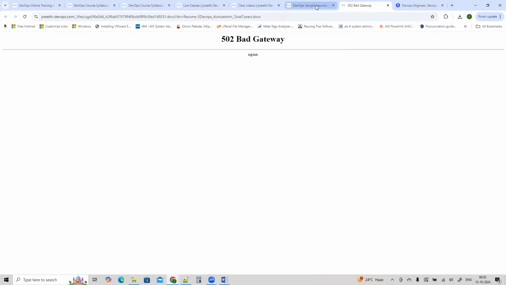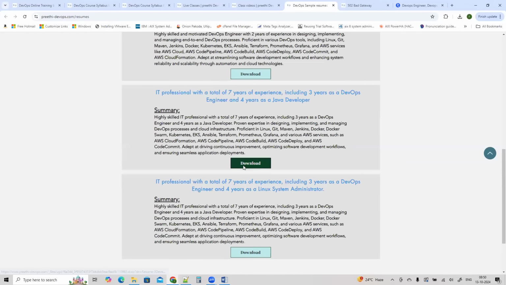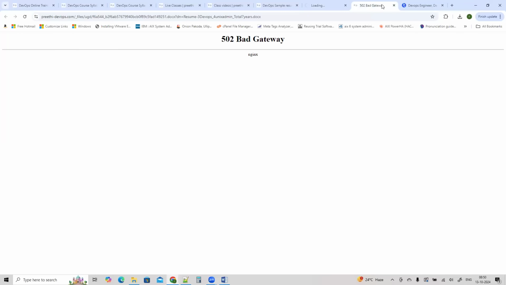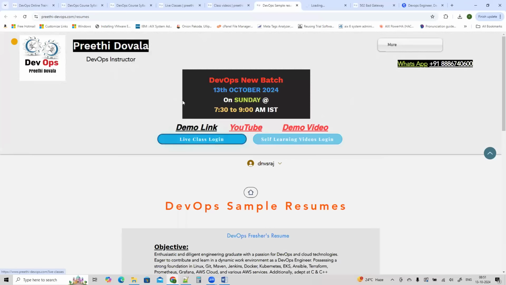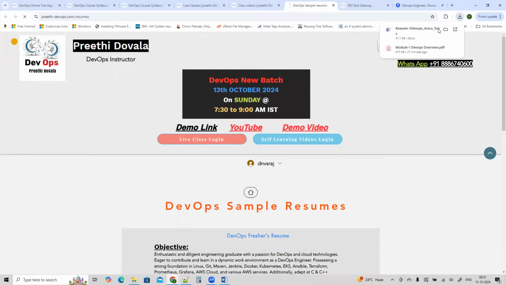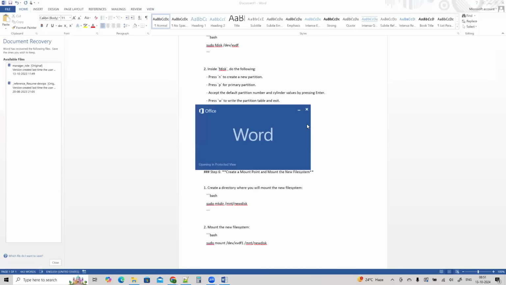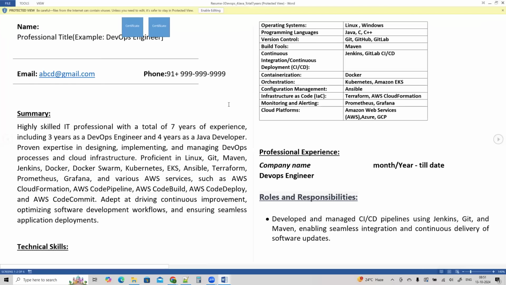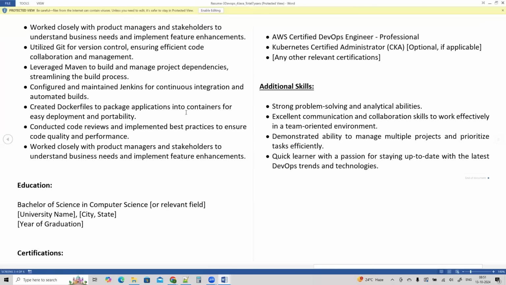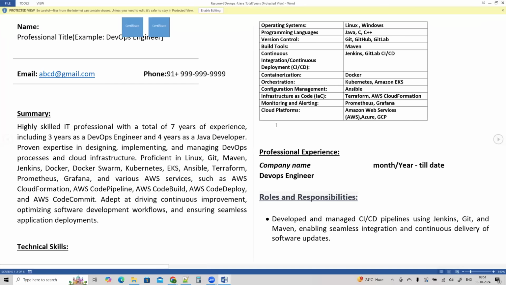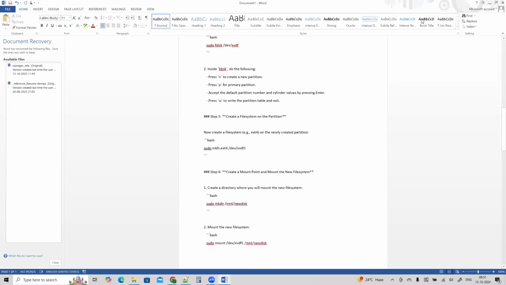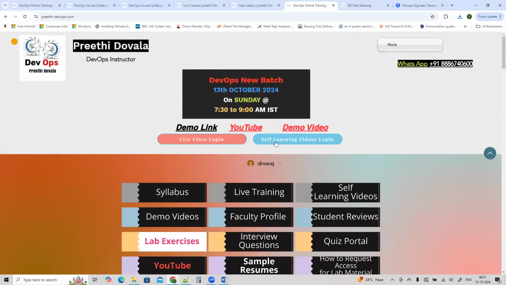Okay, I don't have access to this one. I need to log in. Yeah, you can see it is downloaded. You can check this, just replace your name and make some modifications here. So you can upload this into the library.